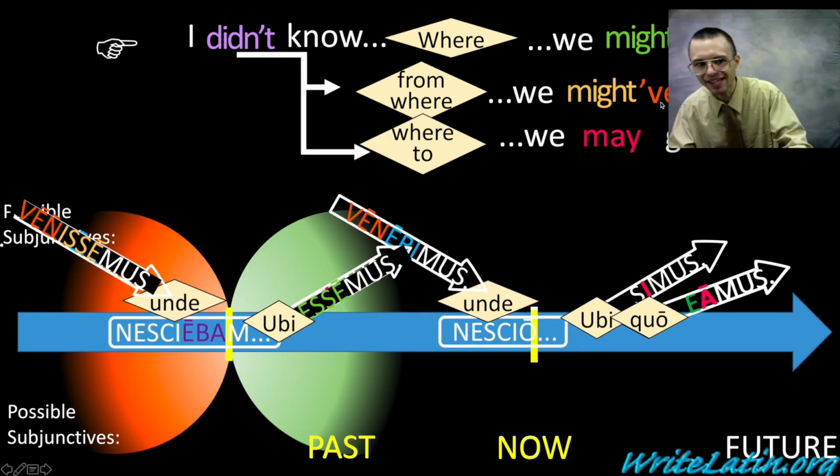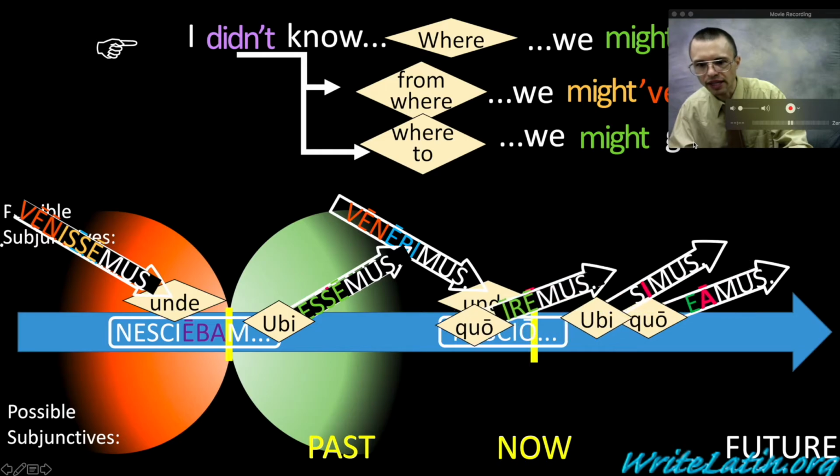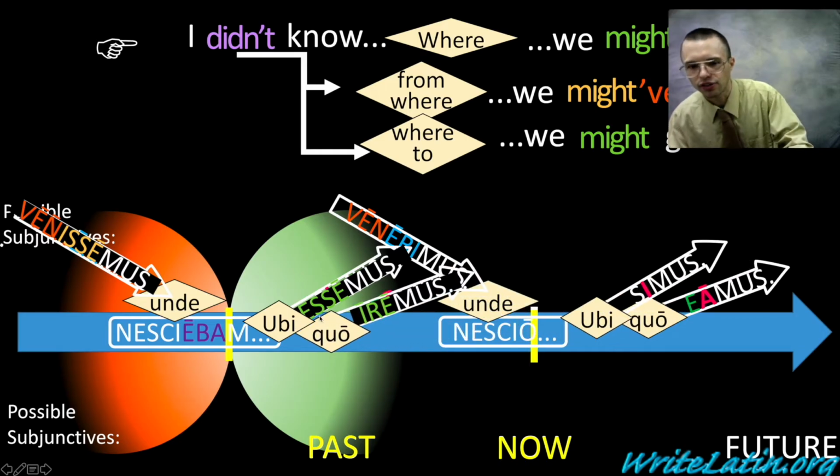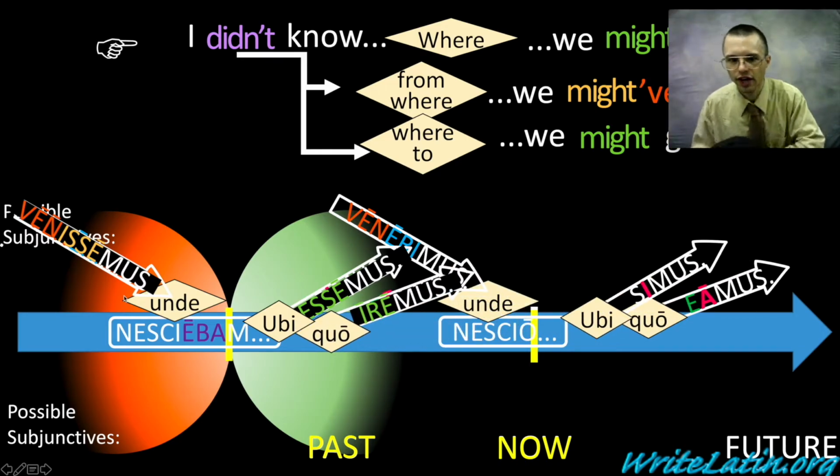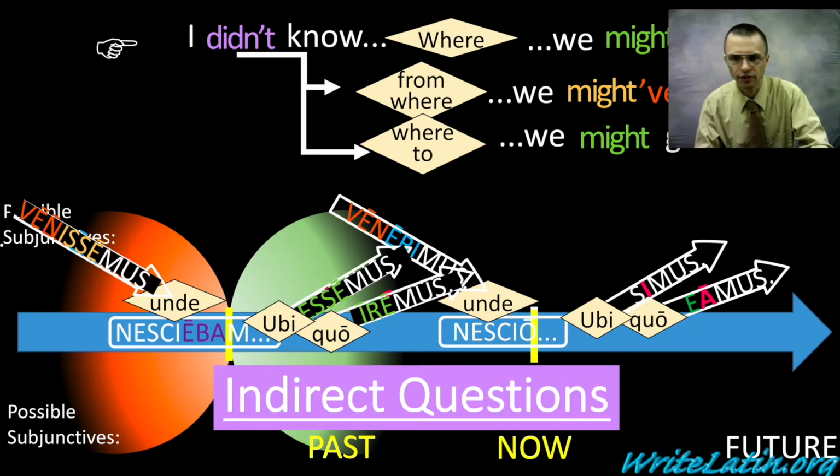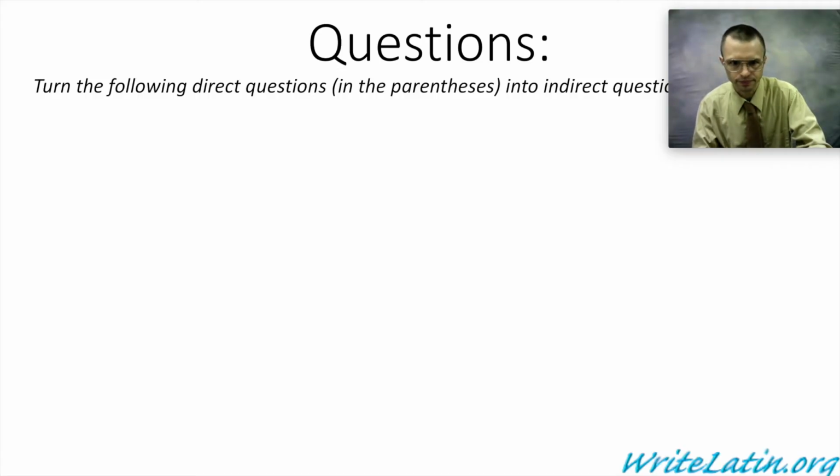Unde venissemus. And where to we may go becomes might go. Quo iremus. So now you've got all four of your kinds of subjunctives demonstrated here. Present forward-looking, present backward-looking, past forward-looking, and past backward-looking. So indirect question is very versatile.